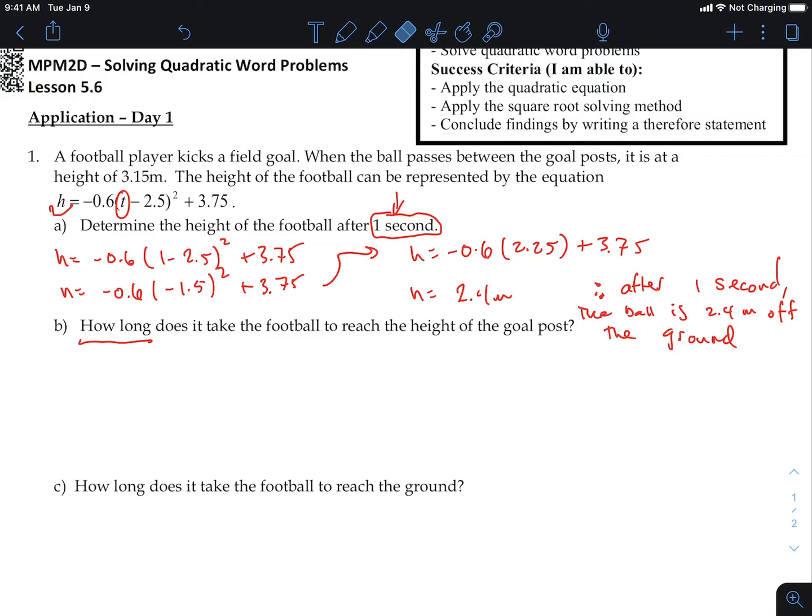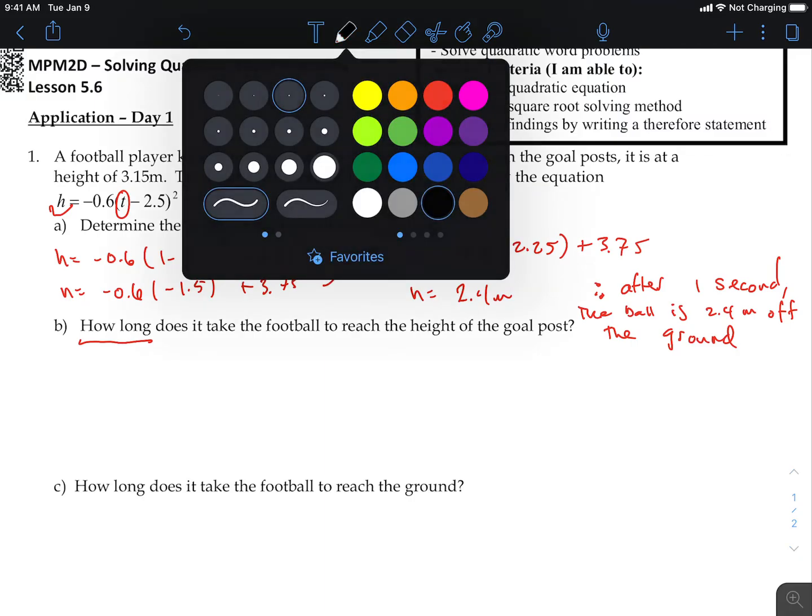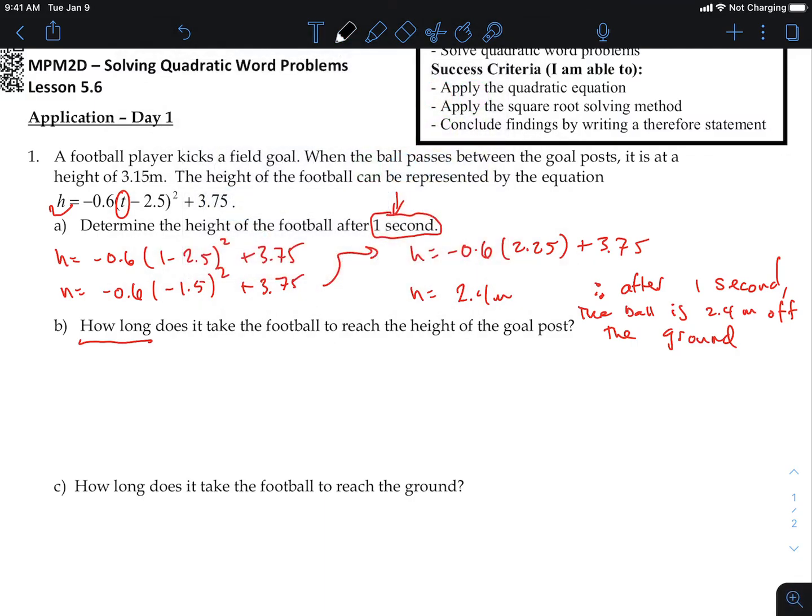Okay. How long does it take for the football to reach the height of the goalpost? What did we say the height of the goalpost was? 3.5 meters. Okay. I'll do all the work here in black so you can segregate them. Height equals 3.15. Well, if h equals 3.15, I'm going to plug it into the equation. 3.15 is equal to negative 0.6 (t minus 2.5) squared plus 3.75.